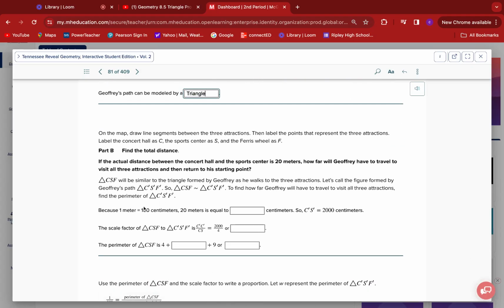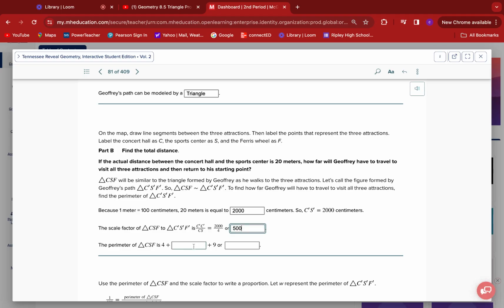All right, it says because 1 meter is 100 centimeters on a map, 20 meters is equal to, well, let's see, let's do a multiplication here. That would be 2,000. So C prime S prime is 2,000 centimeters. So the scale factor, remember this is just a comparison of two numbers. 2,000 divided by 4, that would be 500.